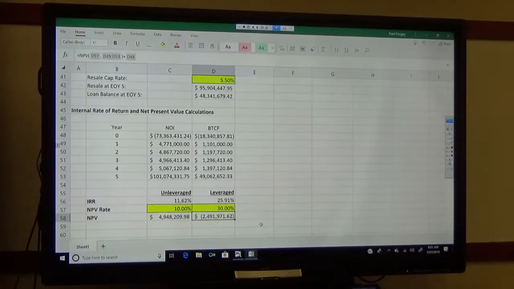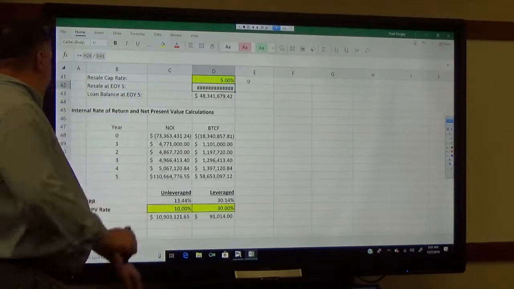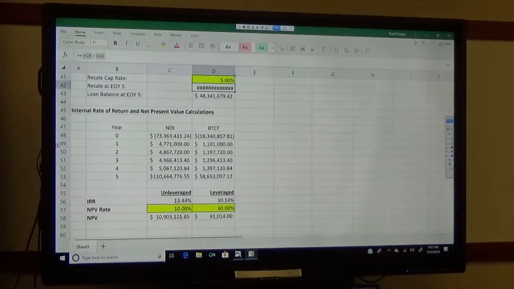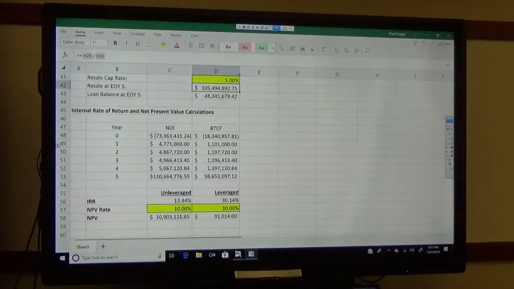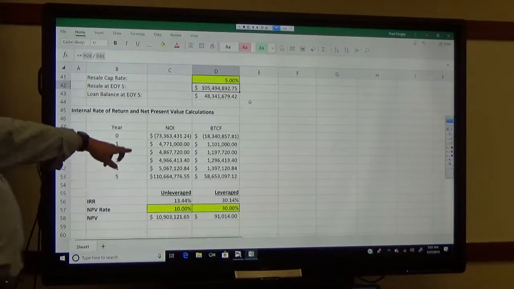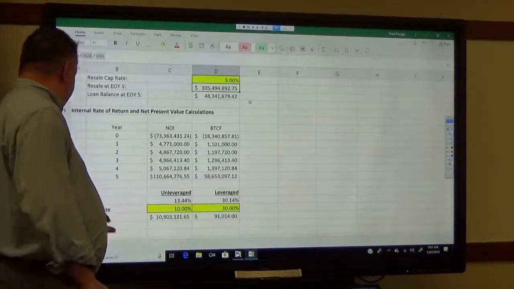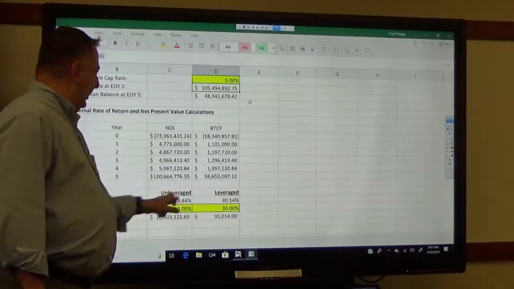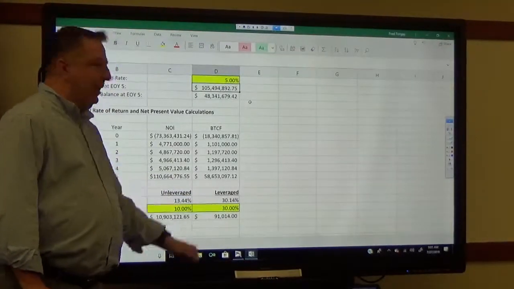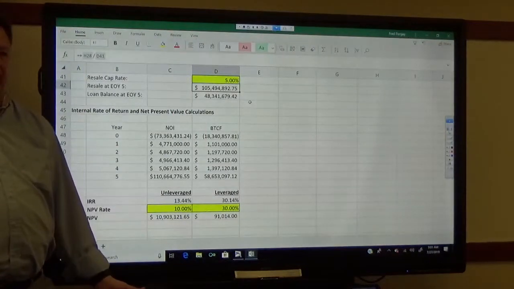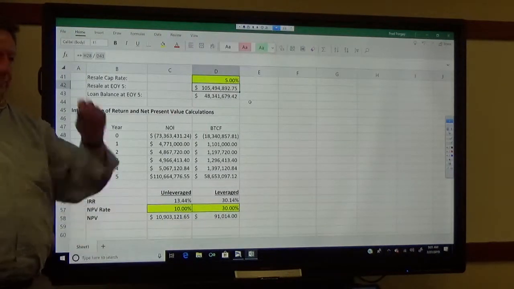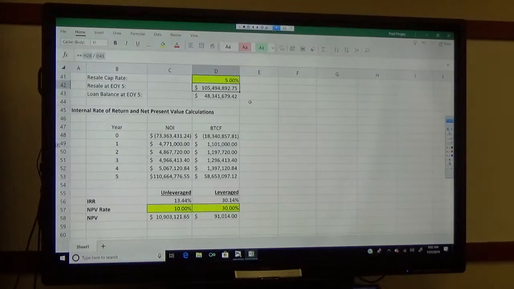So for example, just leaving that at 30, and we go up here to the cap rate. Well, what if we can lower that to 5%? Woohoo! There we go. By getting that down to a 5% cap rate, we've increased our resale to 105 million. Now all of a sudden, that allows us to get a 30% internal rate of return, so we meet our hurdle rate and we make another 91 grand in our back pocket. Is everybody cool with that? Okay, let's put those numbers back to where they were.